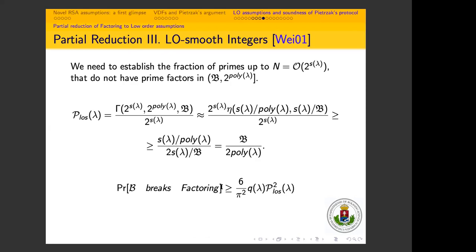Right. And observe that here we can exchange 2 to the poly lambda for essentially any super polynomial bound. So this reduction works for the weaker low order assumptions as well. Right. Okay. Any questions on the reduction?